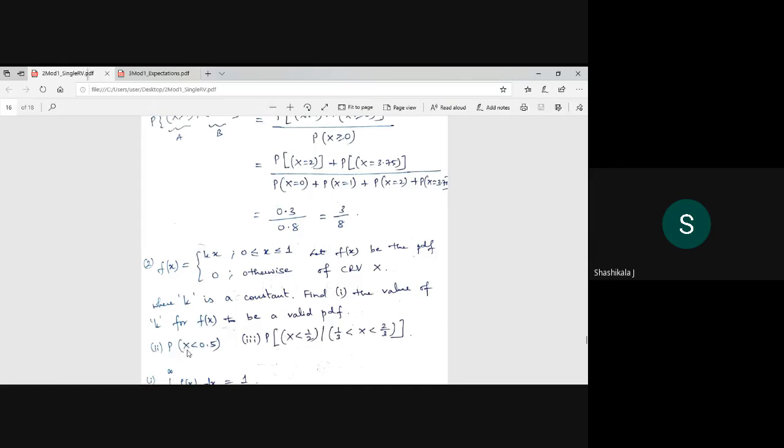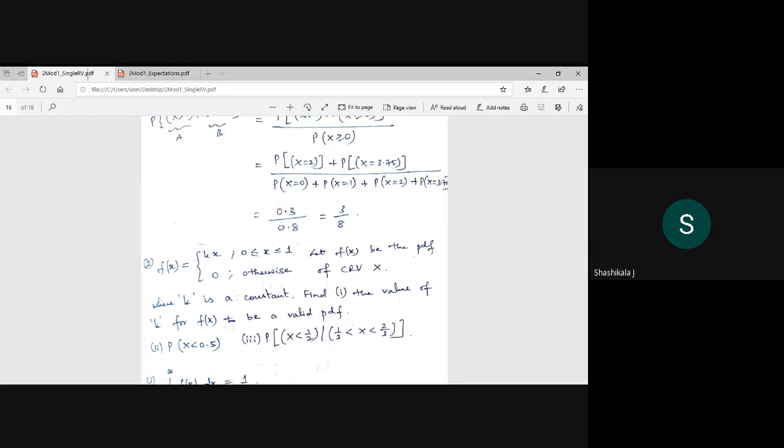And next, find the probability that X is less than 0.5, and the conditional probability. You can observe that for both the continuous and the discrete random variable, they are asking the same question. Either they will give a constant and ask what its value should be, and you have to find the probability and the conditional probability.